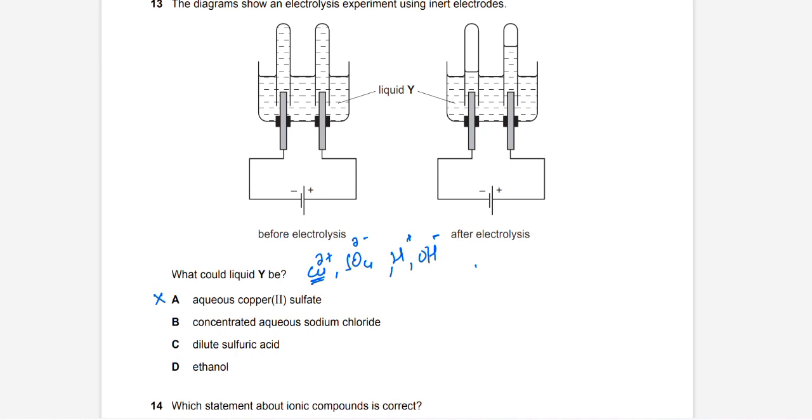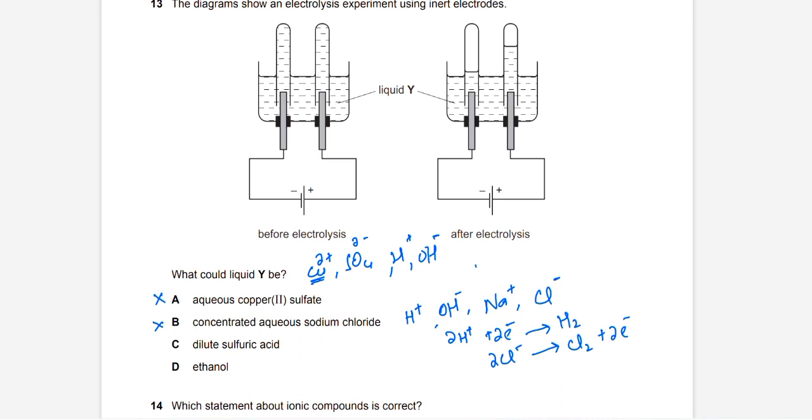Consider aqueous sodium chloride. Sodium chloride, H+, OH-. This is about water. Na+ and Cl-. Here, when the cations are compared, hydrogen is preferred. 2H+ gains 2 electrons and becomes H2 at the cathode. When the chlorine is there, 2 chloride ions will form the chlorine molecule and 2 electrons will be released. So you see their volume is equal. Both gases are produced, but the volumes are equal. So this can also not be the answer.